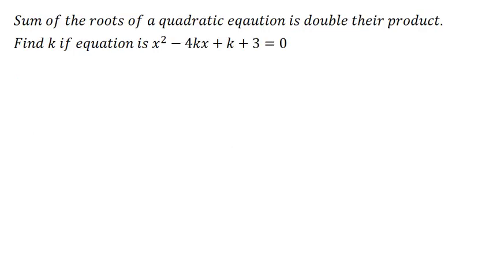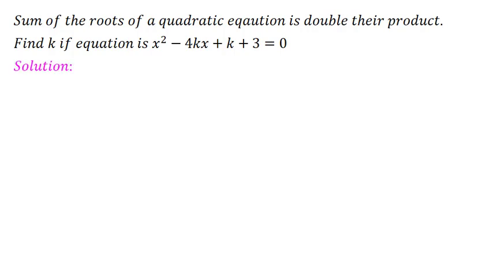Okay. Now let us move to another type of question. Sum of roots of a quadratic equation is double their product. Find k if the equation is x square minus 4kx plus k plus 3 equal to 0. So here we have been given a relationship between alpha and beta. Sum of the roots is double their product, that is alpha plus beta is 2 times alpha beta.